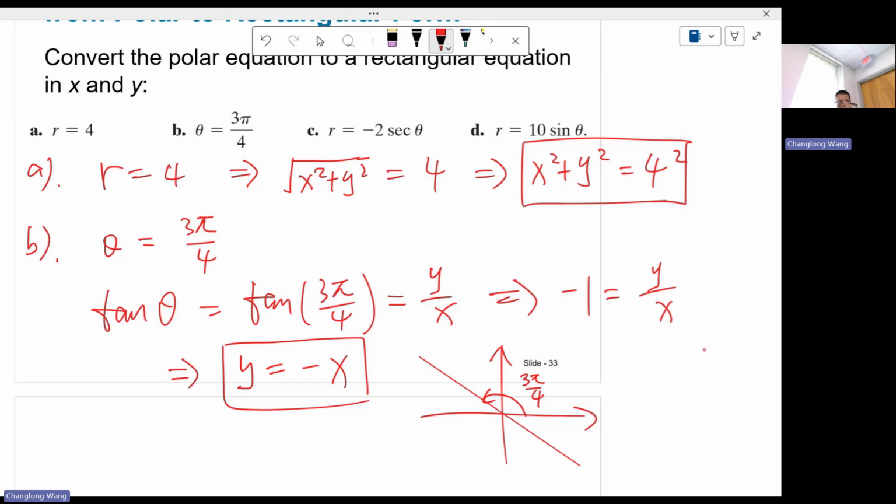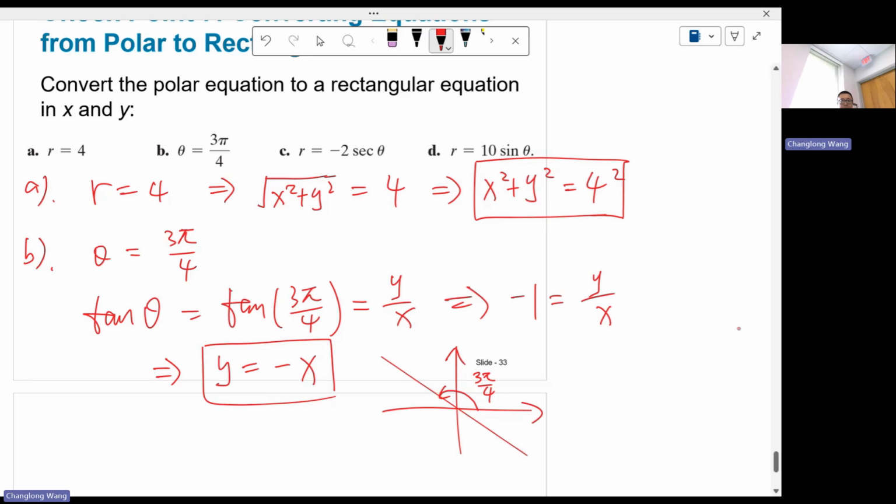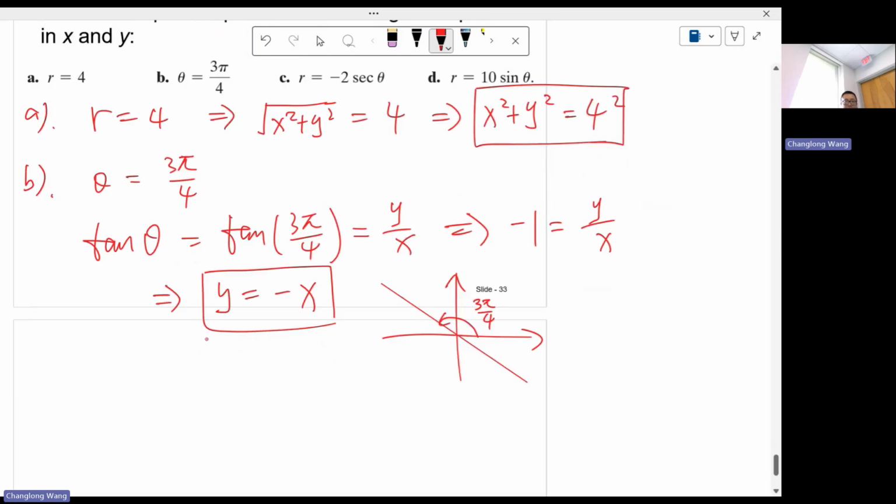Now, what's bothering people, based on my first year students, is they're not happy about letter C. So let's see how that works out for you guys. C says we have r equals -2 secant theta. So, now what do we do?